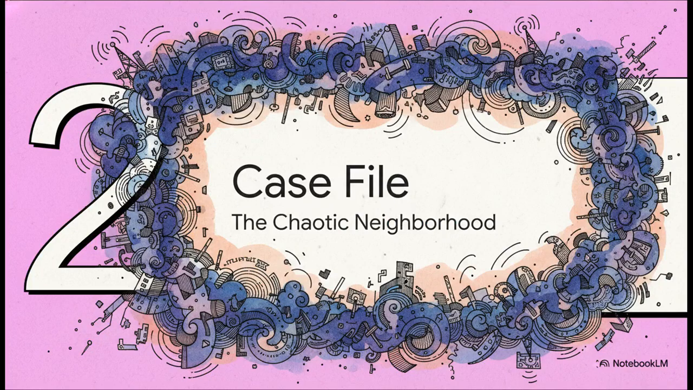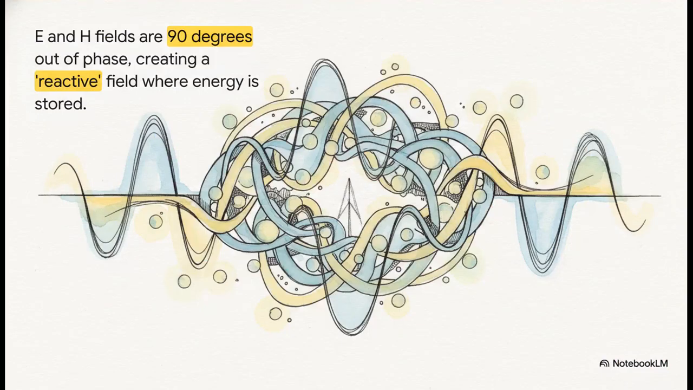Now, let's put on our detective hats and investigate that area immediately surrounding the antenna. This is the near field, and, well, things here are complex, they're chaotic, and to be honest, it's kind of a mess. In this zone, the E and H fields are 90 degrees out of phase. They're completely out of sync. Think about it like two people trying to push a swing, but they're pushing it all the wrong times. Instead of sending that swing flying, they're just kind of sloshing energy back and forth. That's what's happening here. Energy is being stored more than it's being radiated away. That's why we call it a reactive field.